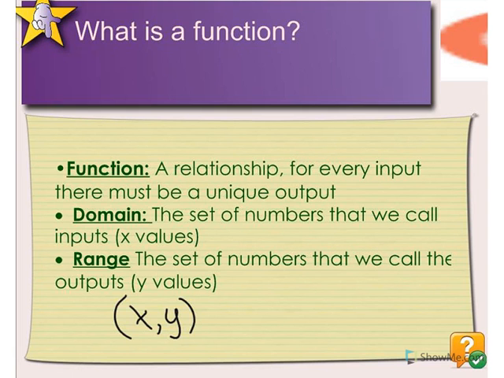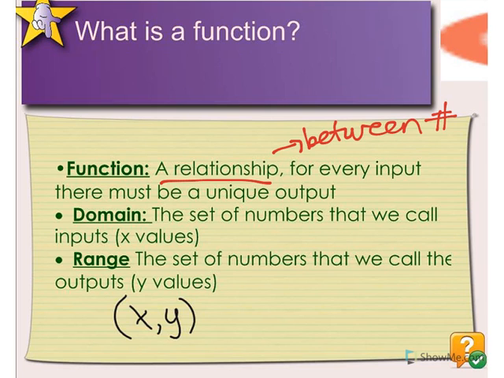So we have 3 vocabulary words. Function is a relationship between 2 sets of numbers. For every input of the function, there must be a unique output. So for every input, there must be one and only one output. So again, a function is a relationship. That relationship is between numbers, whether it be 2 numbers or 10 numbers or an infinite amount of numbers, it's just a relationship between those.